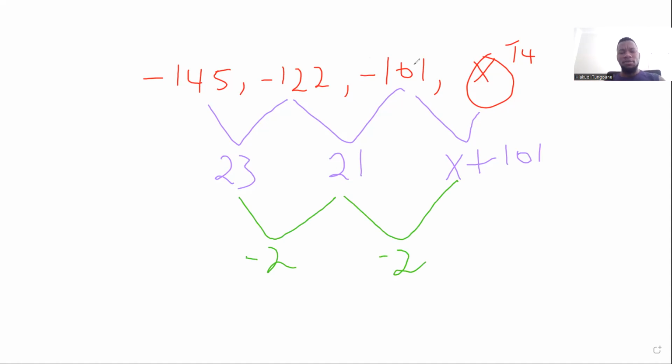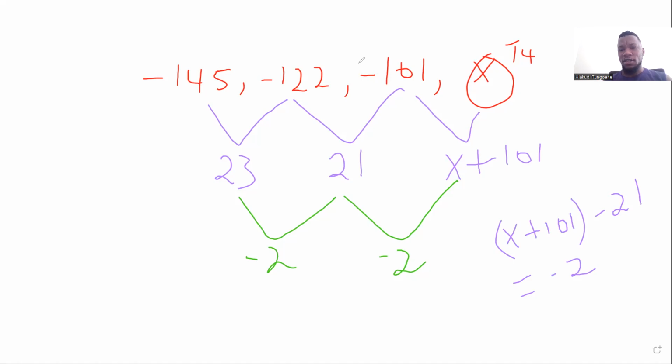And then this has to also give us -2 because it's the characteristic of a quadratic number pattern. So if this second difference is -2, then if we take this minus this, it has to give us -2. So we can solve for x by saying that x plus 101, if we minus 21, should give us -2, essentially, because that's how you get these differences.